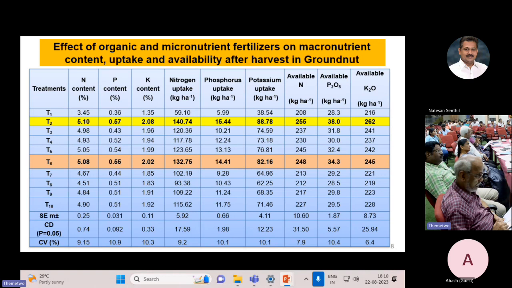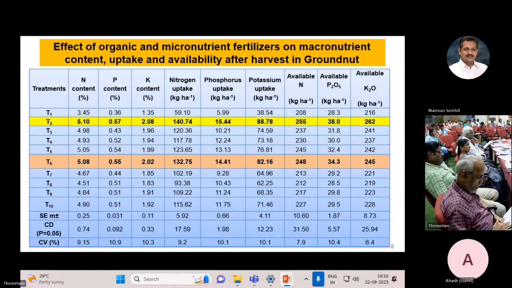It should not be reported like this. You should report separately uptake of kernel and uptake of haulm like that. Okay. Anyhow, good. So whether you have followed the fertilizer recommendation as per our agri portal?